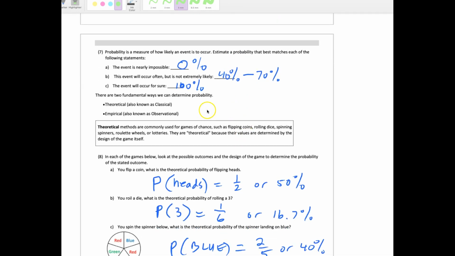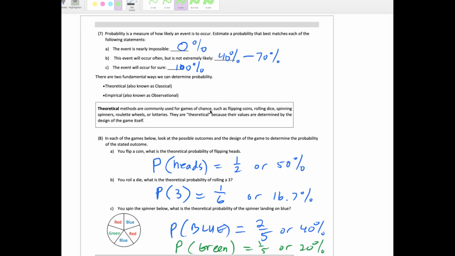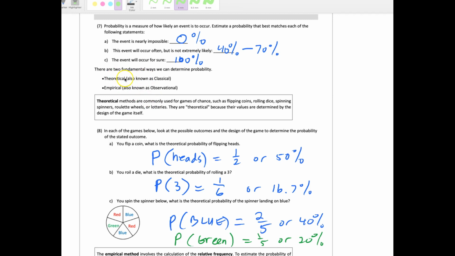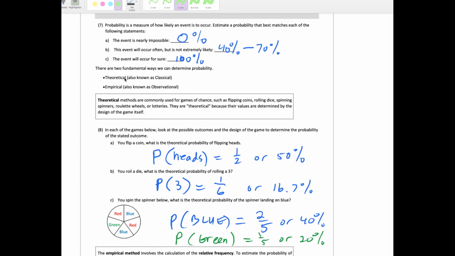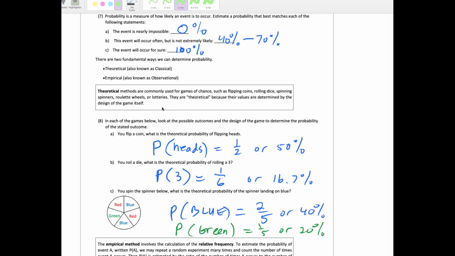Let's talk some more about this. Now, when we talk about probability, especially in this class, and then when you go on to statistics, there are two types. One is called theoretical or classical, and the other one is empirical, also known as observational. So we'll start with theoretical.